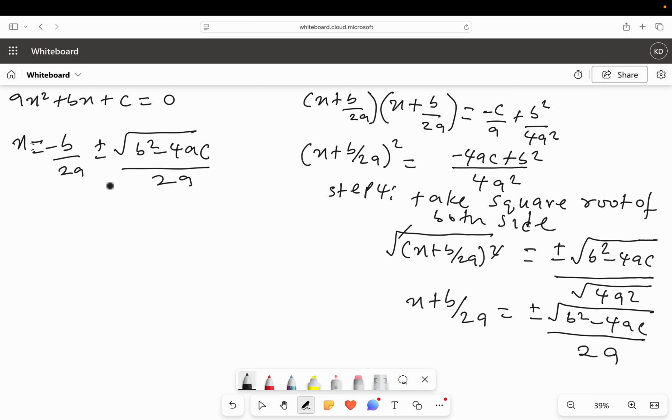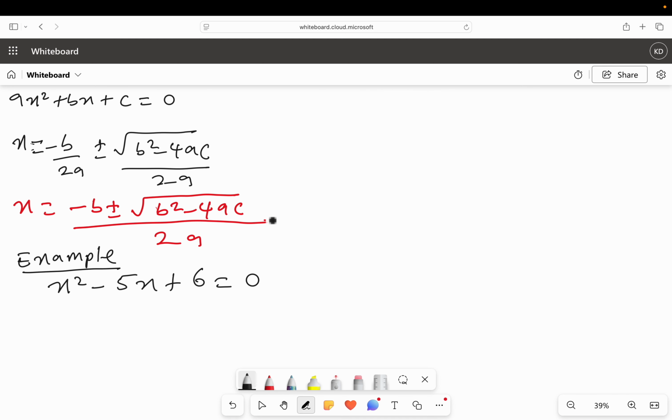So 2a is the LCM here, and we will just have x is just, we have 2a minus b plus or minus square root of b squared minus 4ac. So this is the derived quadratic formula in red. Now let us look at an example that we will solve using the quadratic formula.